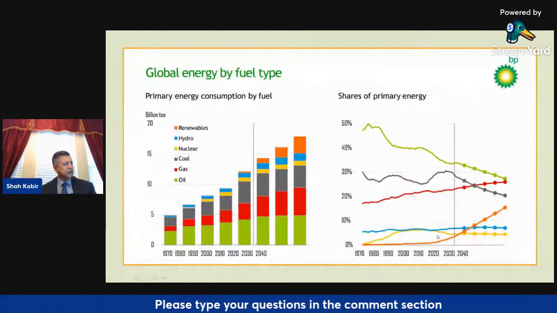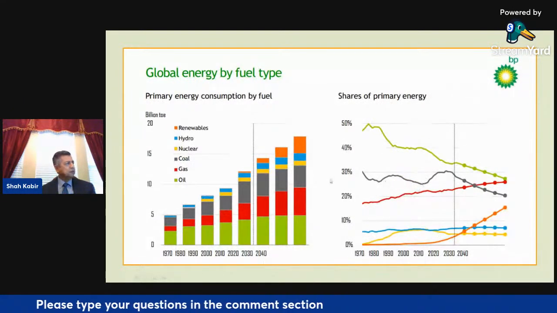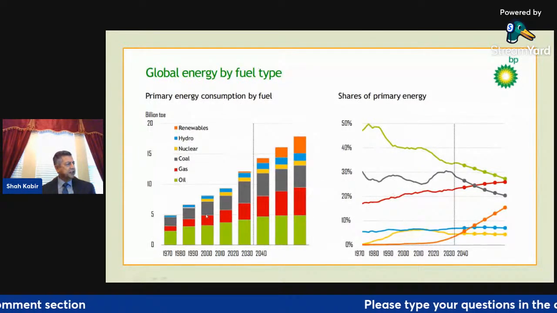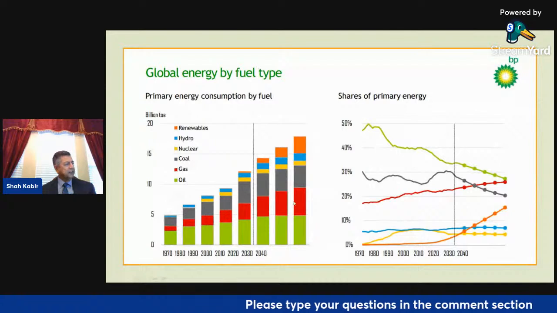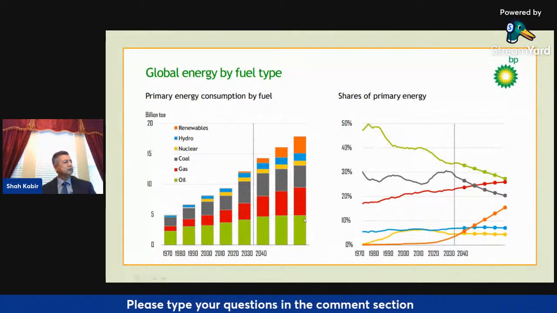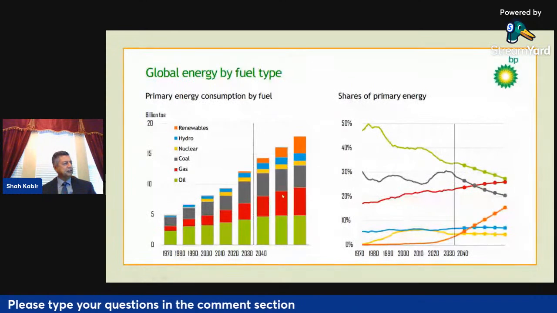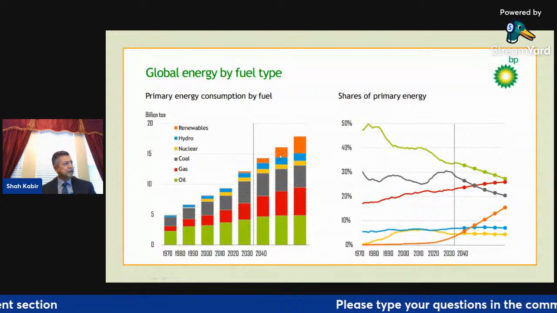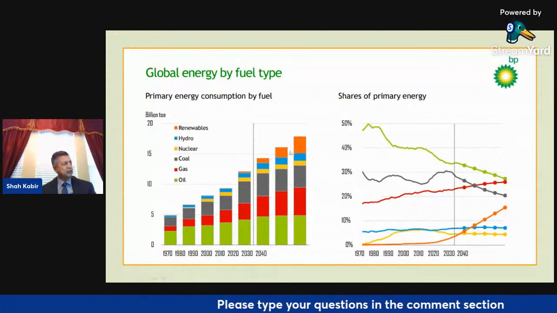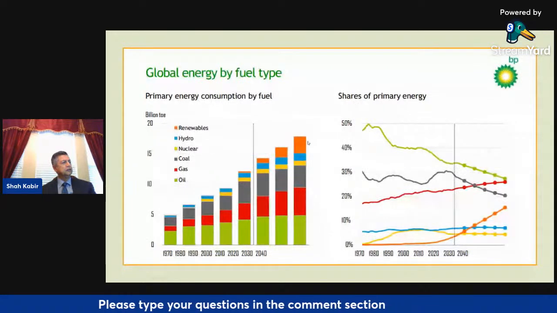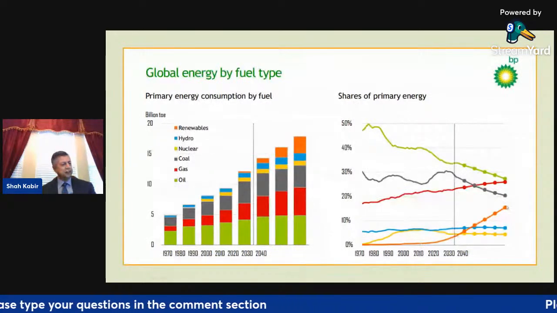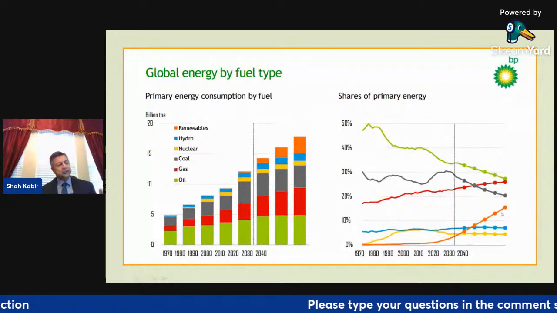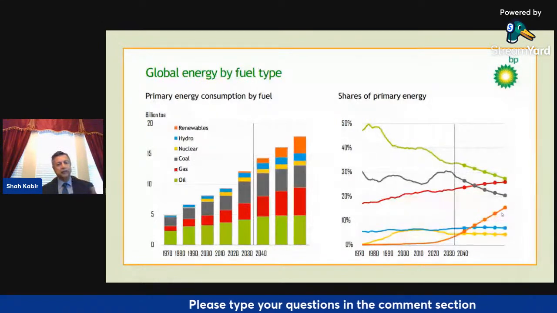And this is British Petroleum's outlook, among many. What they're saying is that oil and gas are not going to go away anytime soon, and as you can see, gas consumption will grow. But the good news is that renewable energy sources are going to grow. That is encouraging, and this is also shown graphically here. So what we'll be discussing today is a form of renewable energy.